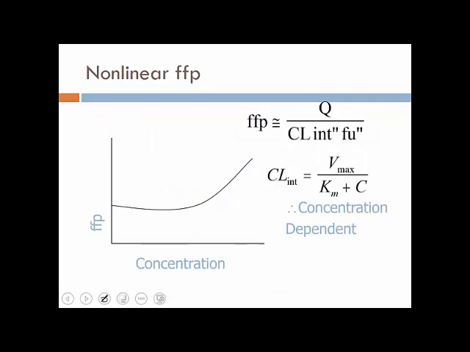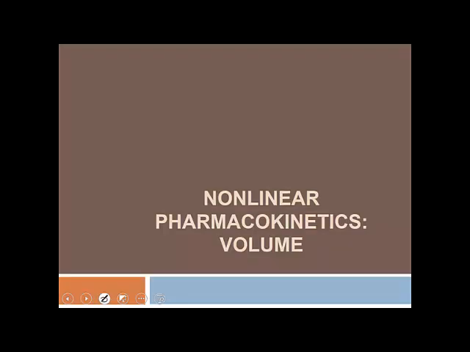So if you saturate those enzymes, what's going to happen to the fraction that escapes first pass effect? Well, if you saturate the enzymes, more of it's going to make it through without being metabolized, so the fraction that escapes metabolism is going to go up, isn't it? This is really due to intrinsic clearance nonlinearity, though. All right, I'm going to stop there.